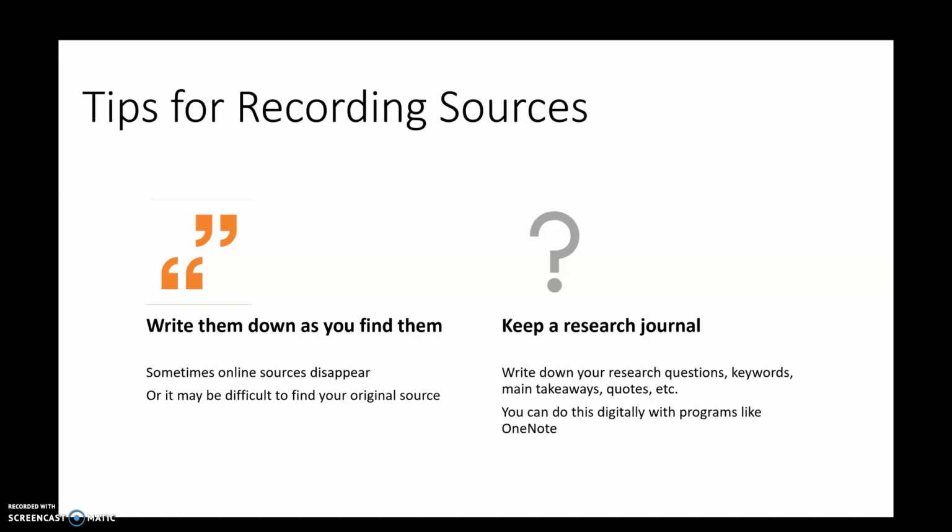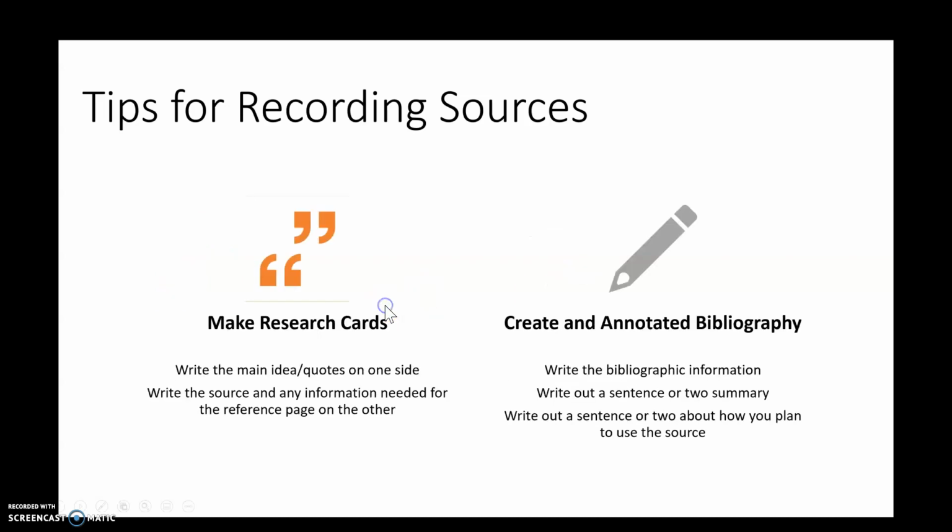It's a really good idea to keep a research journal. So a research journal is a place where you write down your research questions, keywords, any main takeaways, quotes, anything like this. Some people use a physical paper journal, like a notebook. Some people use a program like OneNote. Some people use index cards. Some people write a little bulleted list that they keep in the back of some books. That's not as effective because it's disorganized, but anything that helps you organize the research you found and might use is really useful for you.